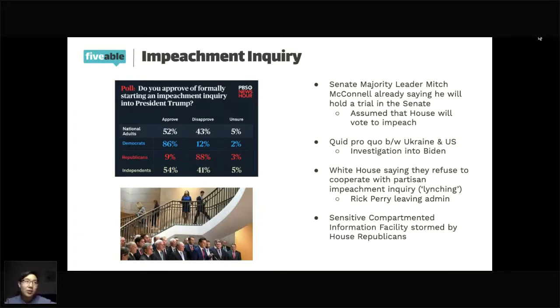There's also been news that Rick Perry is going to leave the administration by the end of the year. Allegedly, he was the one who told the president to call Ukraine, and now he's leaving. So we don't know what's really happening with that. Some people are suggesting that he's leaving to cooperate, but others are saying he just wants to go into another political position to escape problematic issues.